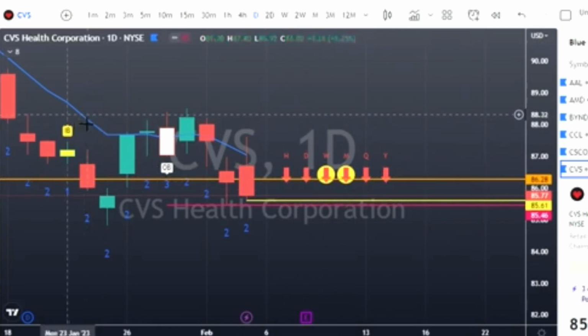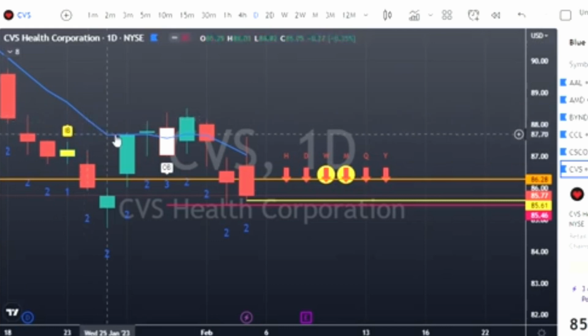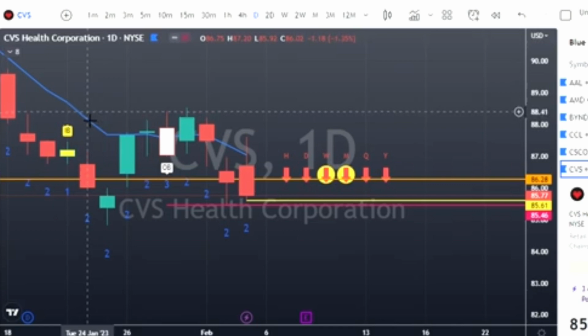This blue line that you constantly see here, guys, that's a 9 EMA. I do have a video coming out on that, so make sure you're staying tuned for that. Exactly how I use the 9 EMA. It's not strat based.